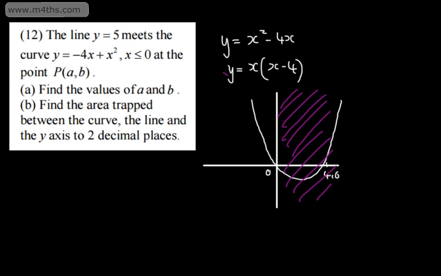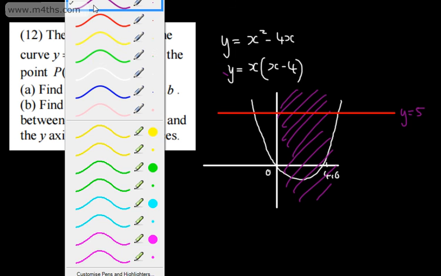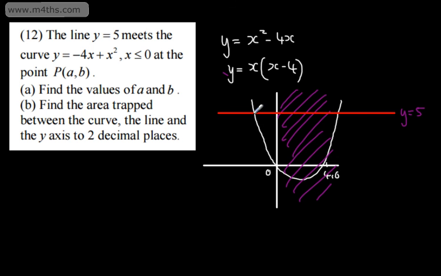Let's now consider the line y equals 5. Y equals 5 is a horizontal line like so. So what we've got is this right here. So we've got y is equal to 5. That's this line. So we're going to have a point of intersection. Let's look at that. The point of intersection is going to be just here. And what we need here is ultimately the area trapped between the curve, the line, and the y-axis. So we're going to be looking at this one right here.